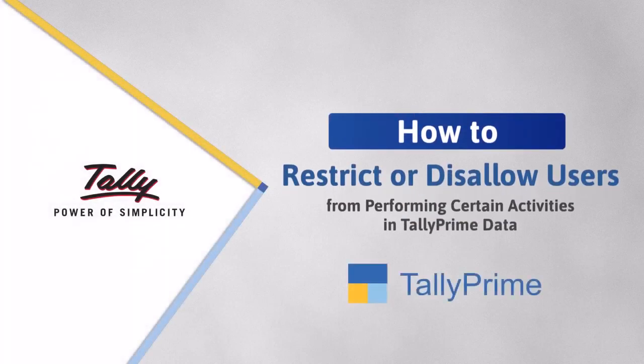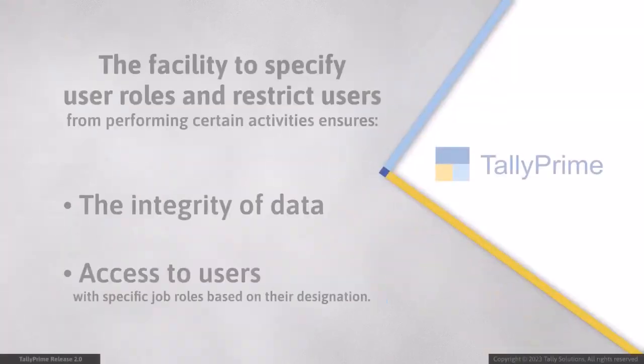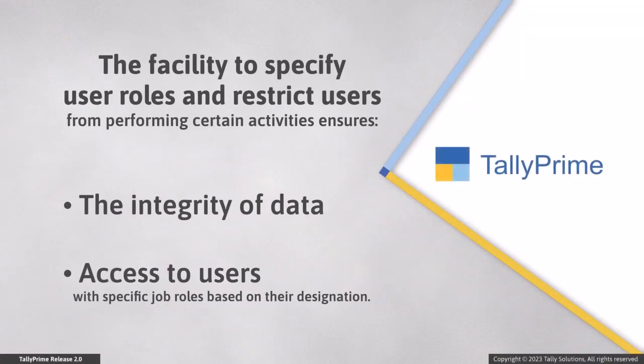In this video, you will learn the process of restricting or disallowing users from performing certain activities such as creating backdated vouchers, deleting vouchers, or accessing reports like balance sheet, profit and loss account, or trial balance of a company. TallyPrime's facility to restrict users from performing certain activities ensures the integrity of data.